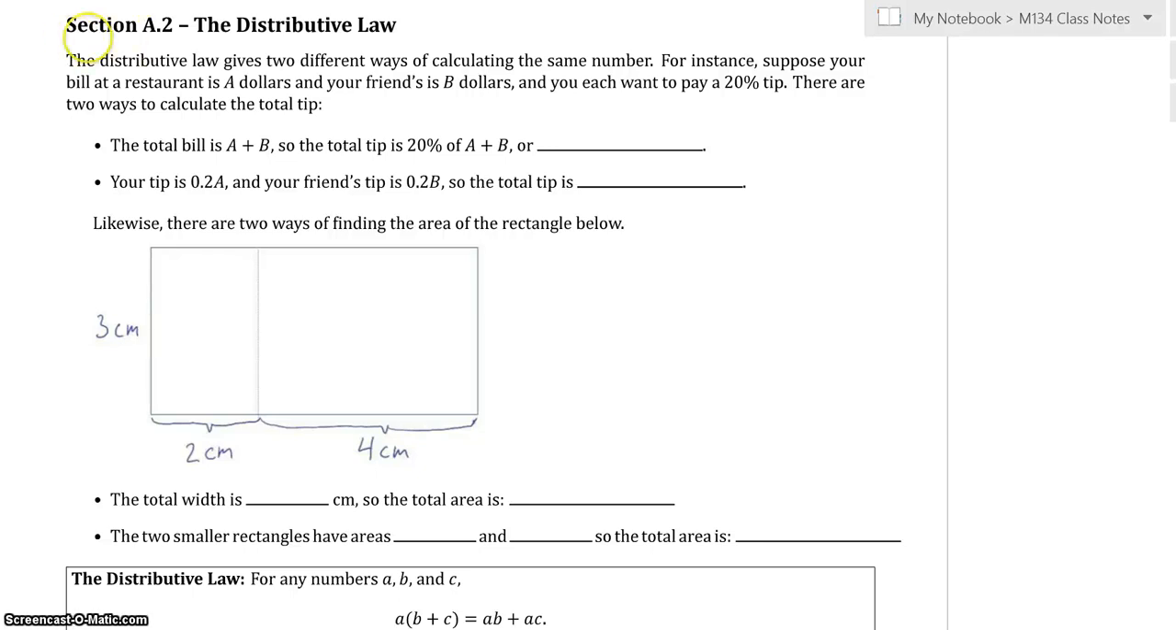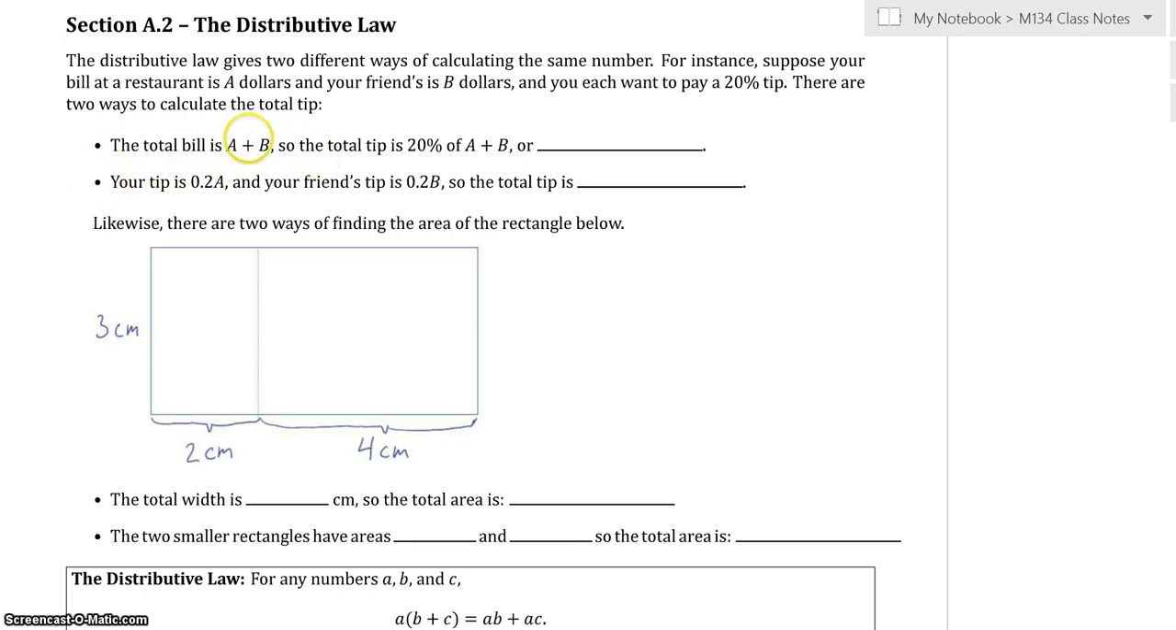In this video, we're going to go over section 8.2, the distributive law, which is on page 4 of your class notes notebook. The distributive law gives two different ways of calculating the same number. For instance, suppose your bill at a restaurant is A dollars and your friend's bill is B dollars, and you want to calculate the tip. You want to pay 20% tip. There are two ways to calculate the total tip.